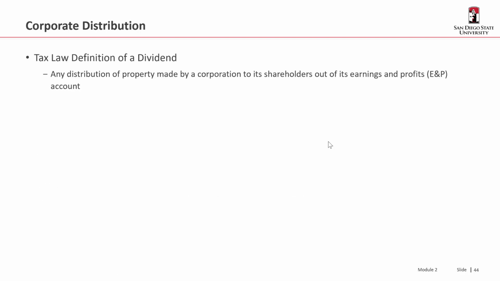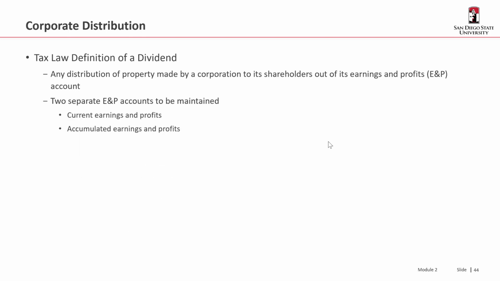Okay. So that means we really need to understand what is the tax law definition of a dividend. And as I've said, it's a distribution of property made by a corporation to its shareholders out of its earnings and profits. So there are two separate earnings and profits accounts that a corporation must maintain. The first is called current earnings and profits. And think of that as the current income for the year. It's what you might see on the income statement, except tax calculated. And then the second one is accumulated earnings and profits. And think of that as the same concept as retained earnings. So that's the earnings that you've retained from prior years.